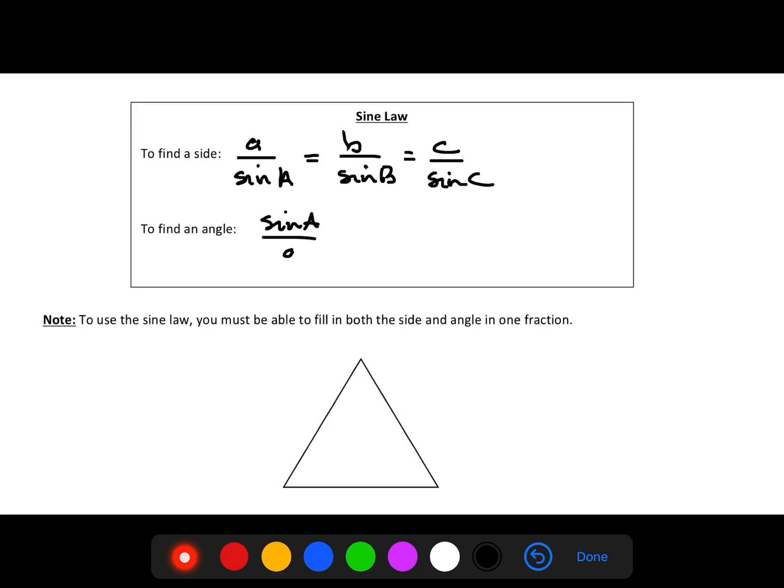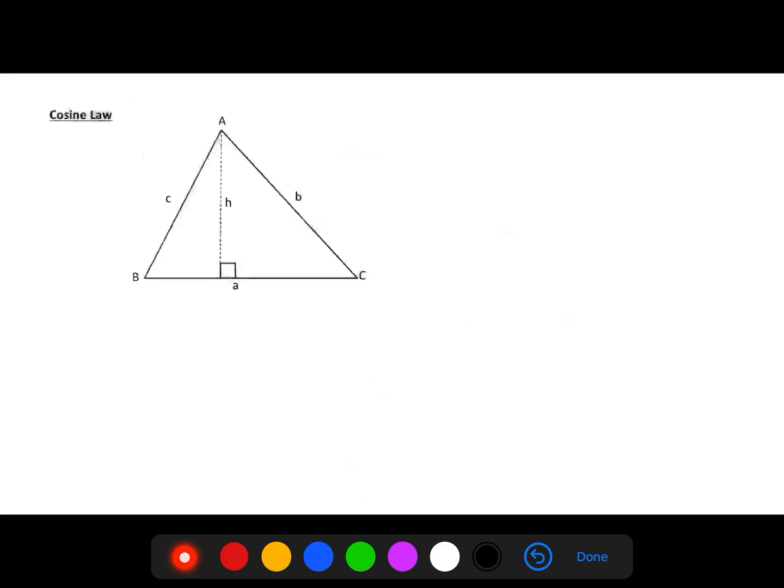If we're going to find an angle, it's easier to have our missing piece of information already on top. So we can just rewrite all of these ratios and flip them all. We can do this because the ratios are equal no matter which way they're written, as long as all the sides are on top or bottom and all the angles are on the other one. To use the sine law, we have to be able to fill in both a side and an angle. So we have to have two pieces to fill in a full ratio to solve for the missing piece.